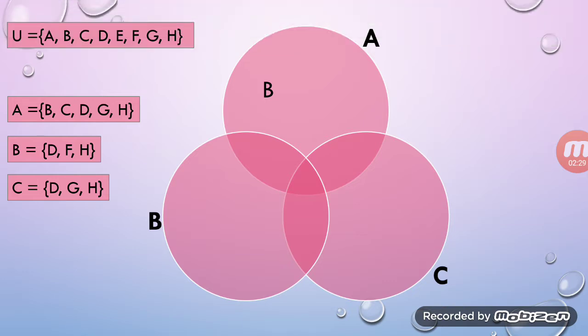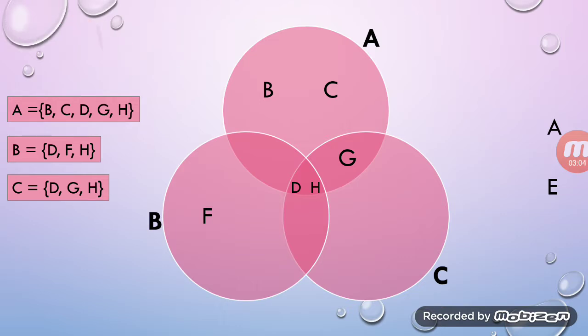Moving forward, we're going to place all of these letters in their respective Venn diagrams, some of which are shared by more than just the one diagram. Some are shared by two of them, and some are shared by all of them. D and H are shared by all three of them. G is shared by A and C. F is B only. And then A and E, you can see, don't exist inside any of the sets, so they're outliers. They're outside of the Venn diagram, so we don't have to pay attention to them just yet.